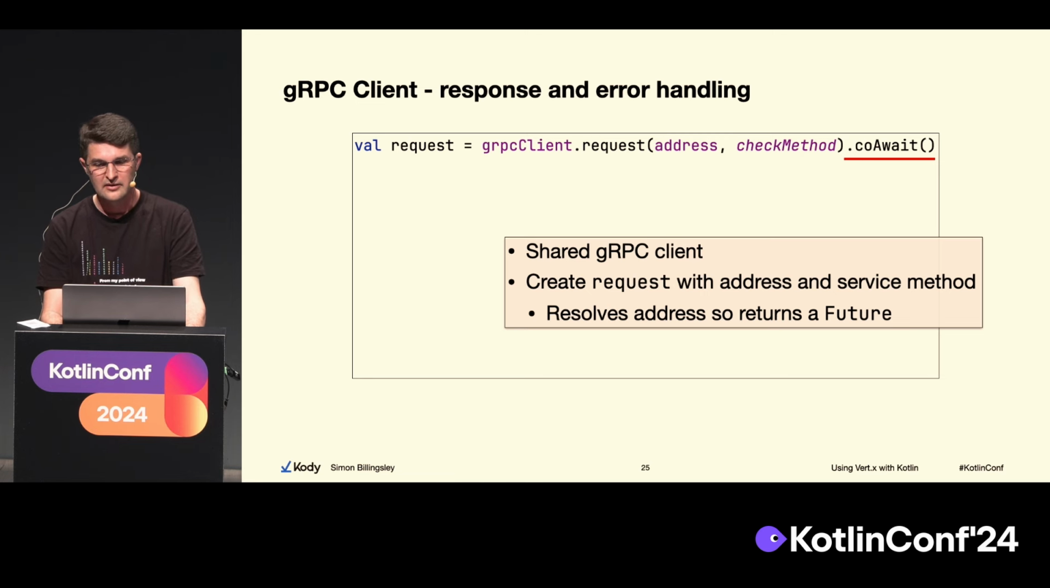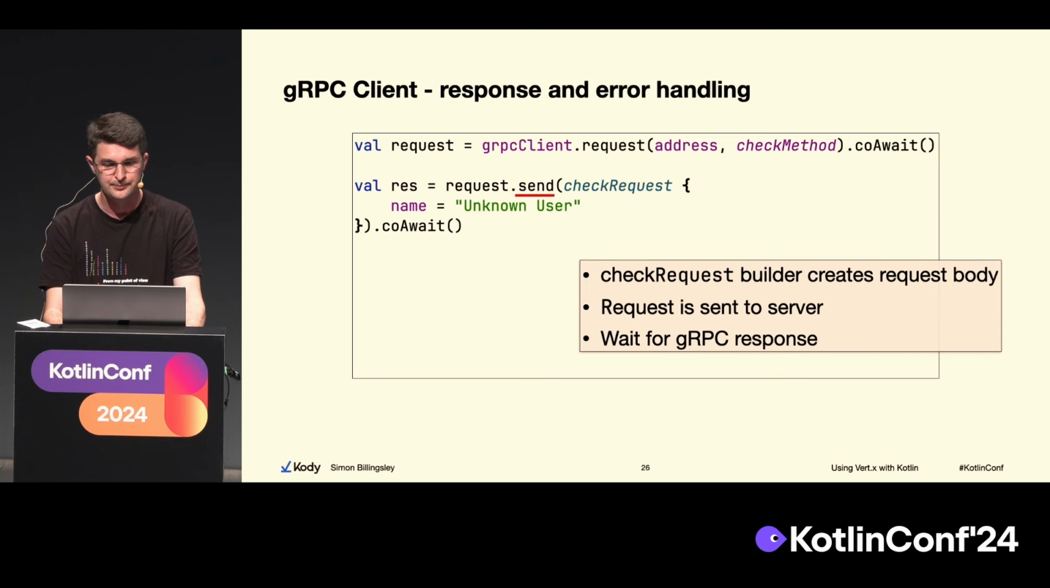This is the client side of gRPC, and again, I'm using a shared gRPC client here, and we send requests to the server using the address of the server and the method that you want to send it to. This method, the request method in this client resolves the address, so it needs to return a future, as you can see. The check request builder is used to build up the request object, and then this is sent to the server, and the method waits for a response to come back.